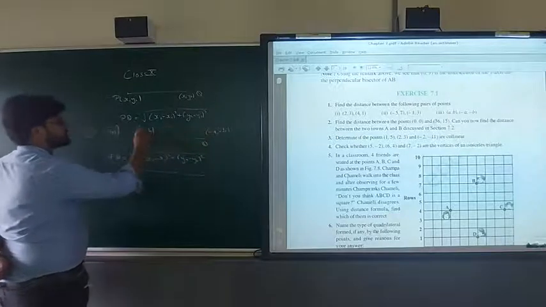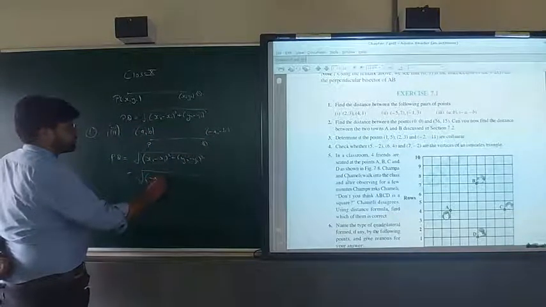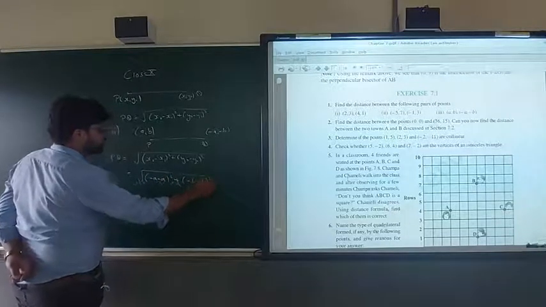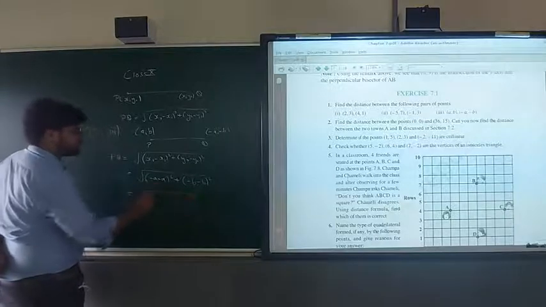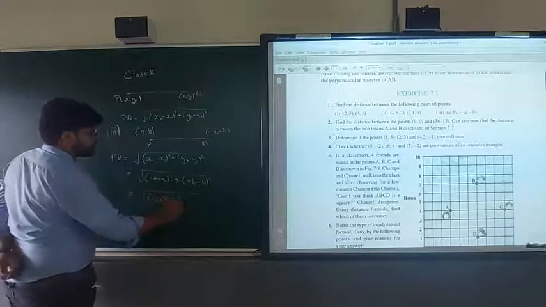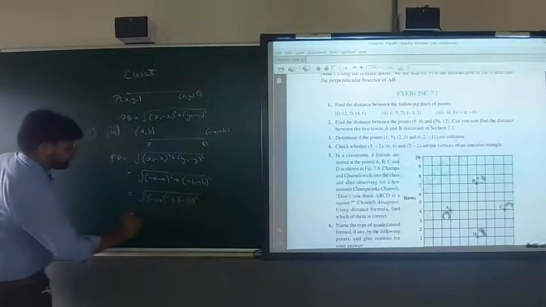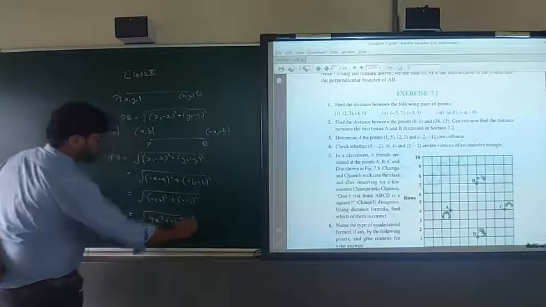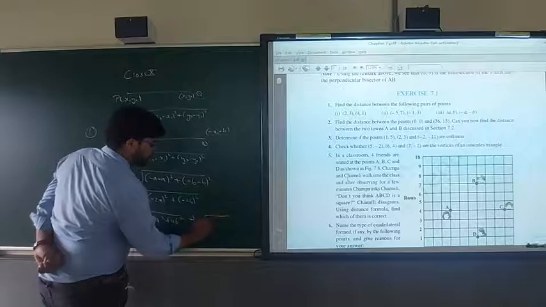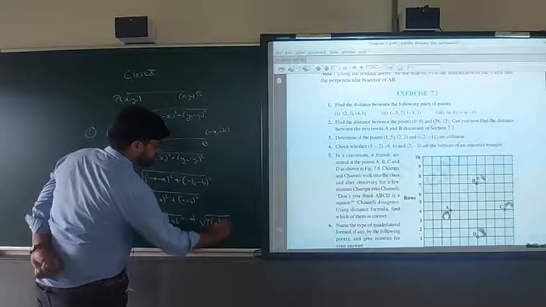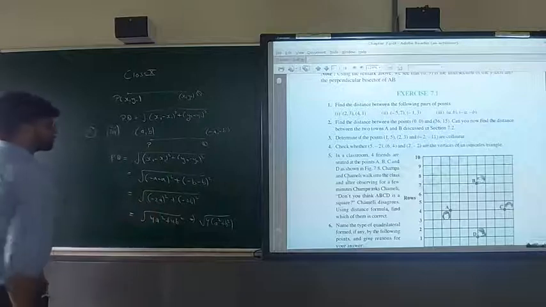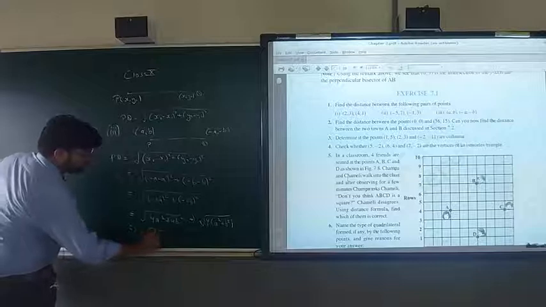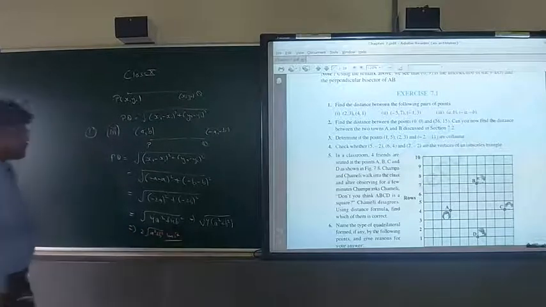x2 minus x1 is minus a, square, plus minus b square. So minus a is what? Minus 2a square plus minus 2b square. It will be 4a square plus 4b square. Now what is common? It will be 4, then a square plus b square. Now 4 will be outside the root. Then what will be the answer? 2 under root a square plus b square unit. And this will be the answer.